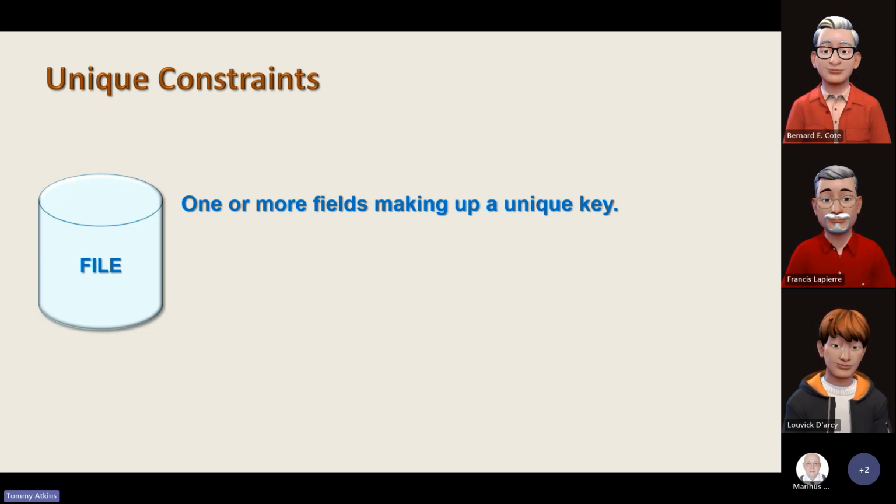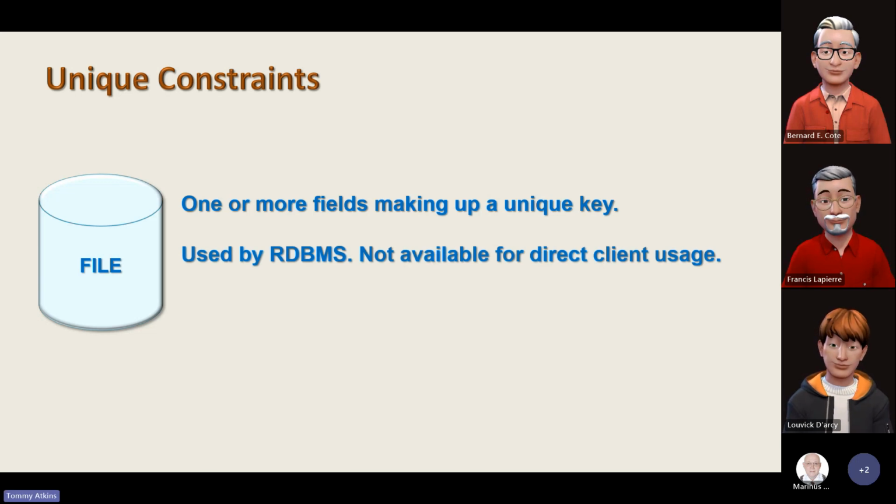Okay, so you can create one or more unique keys, which will control. You cannot violate a unique key just the same way as you cannot violate a primary key. So if you attempt to put a record on the file that duplicates a unique key, it will throw it out. This is mainly used by RDBMS and is not available for direct client usage. This means you cannot read a file in RPG by using a unique key because you cannot get at it.